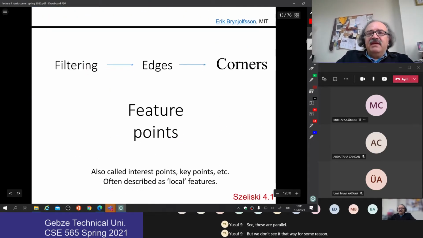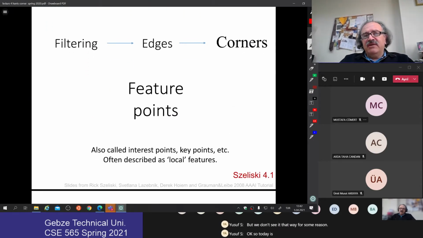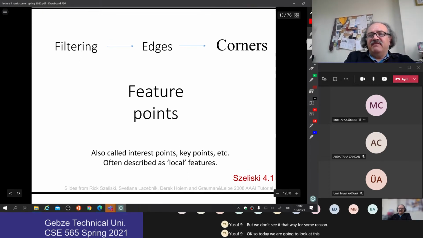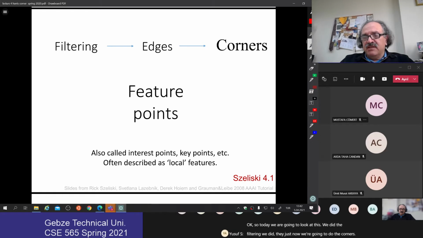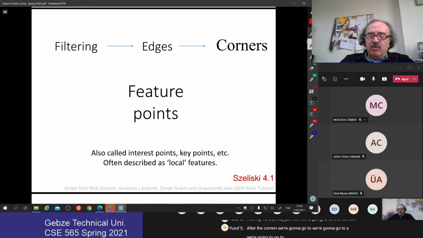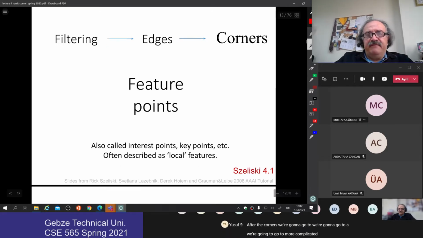Okay, so today we are going to look at this. We did the filtering, we did the edges. Now we are going to do the corners. After the corners, we are going to go to more complicated features such as SIFT.